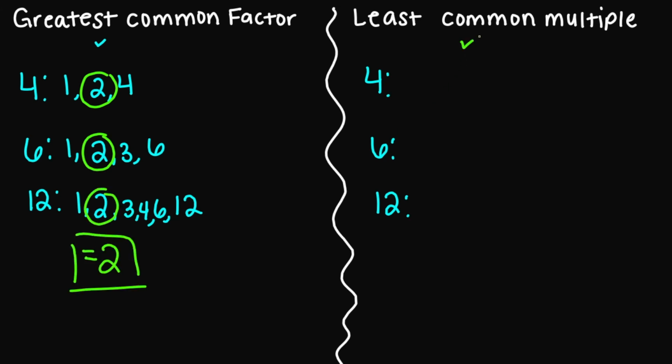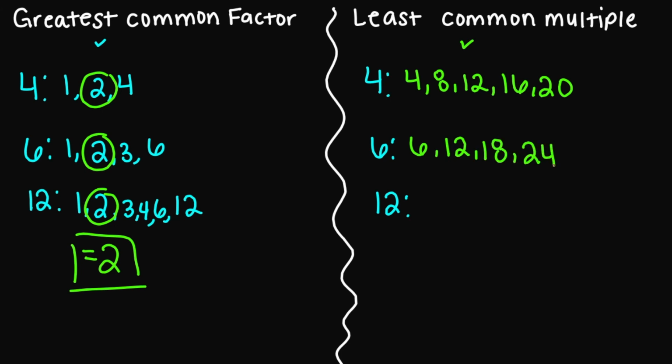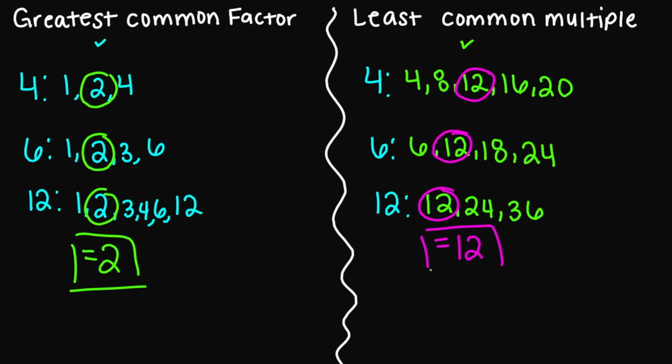So now let's look here. Let's list the multiples of 4. We have 4, 8, 12, 16, and 20. We'll stop here for now. For my 6, we have 6, 12, 18, and 24. We'll stop here for now. And then for my 12, we have 12, 24, and 36. We'll stop here for now. The smallest common multiple that all three numbers share is going to be the number 12. So your LCM here in this example is 12.